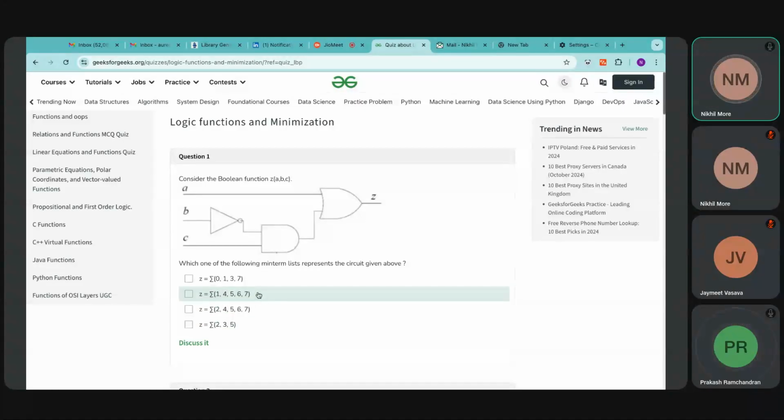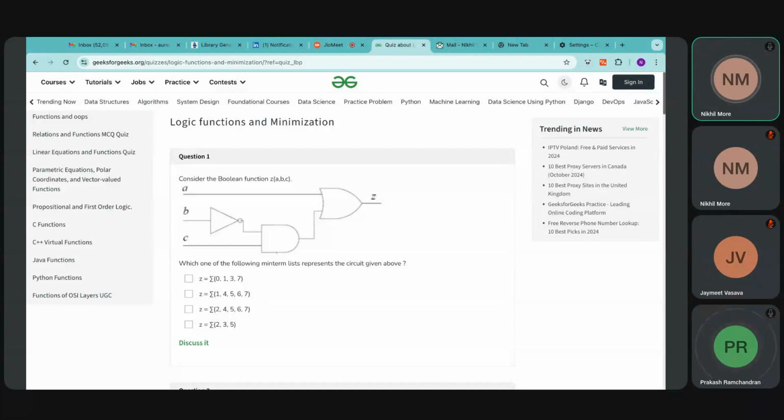So we have two terms here, in which the main term includes the values of 4, 5, 6, and 7. Now we have to check this AND gate. The output of this AND gate will be 1 only when B is 0 and C is 1. Correct. So when B is 0 and C is 1, it will be 0 0 1.